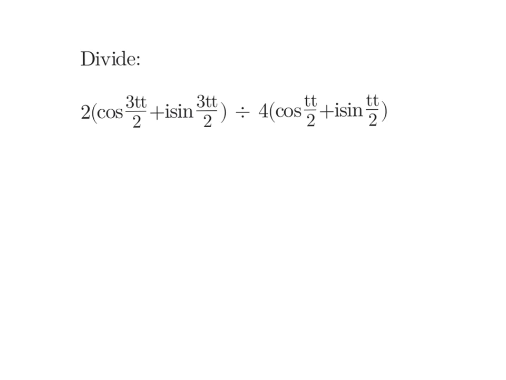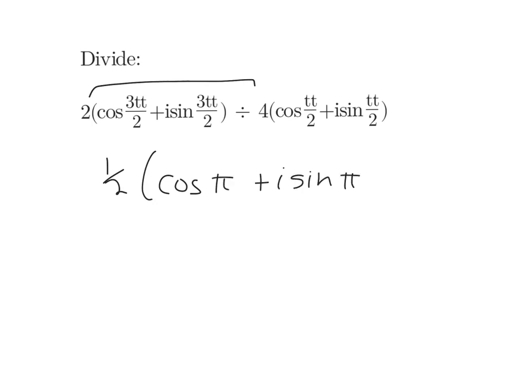So two trig forms. I'm going to divide my r's. 2 divided by 4 is 1/2, so I'm going to leave the half out here. And then I'm going to subtract my thetas. 3 pi over 2 minus 1 pi over 2 would be 2 pi over 2, which is just pi. i sine, same deal, just pi. You just have to do it one time because you're going to get the same answer both times you subtract.